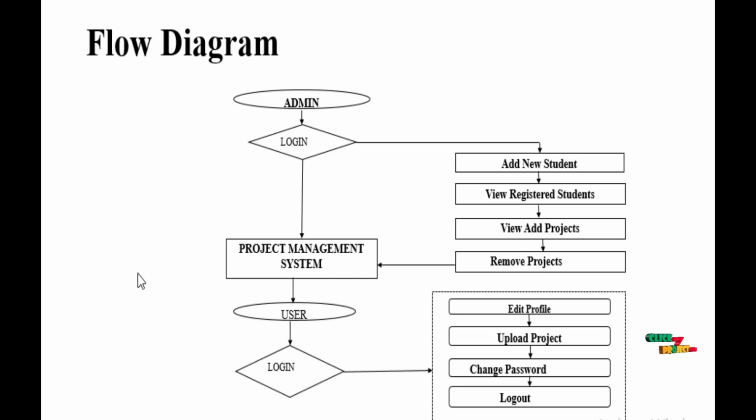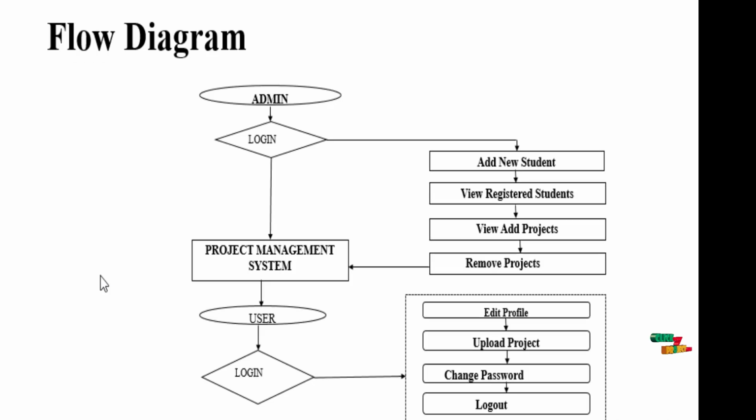Now let's see the flow diagram of this project. Initially, the admin will log in using credentials like email ID and password. After a successful login, admin can add a new student by creating a student profile using email ID, password, name and also the profile of the student. After that, he can also view the registered students list. He also has the privilege to view the projects added by the students and also can remove or edit those projects.